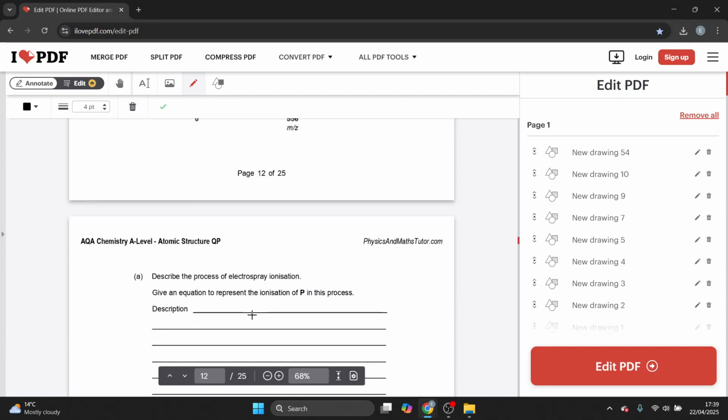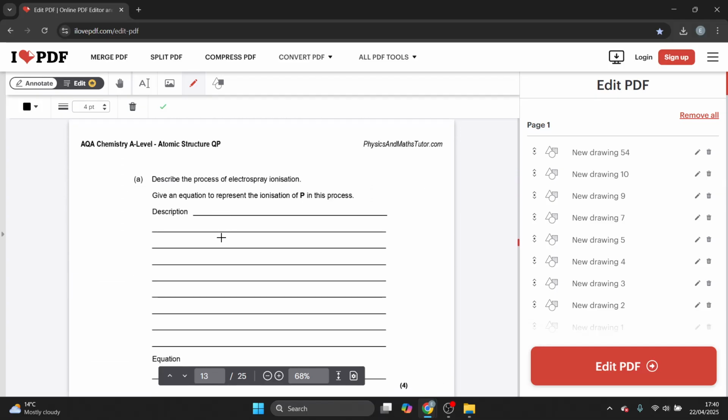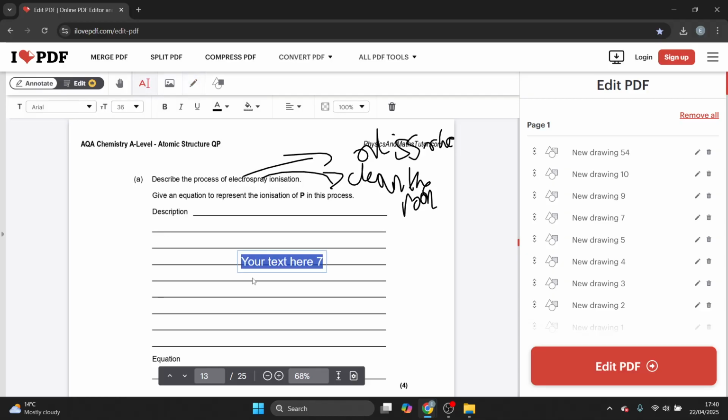Now, the electrospray ionization question. I thought it wanted me to do something on the graph, this mass spectrum. No, it doesn't. So describe electrospray: like a spray to clean the room, it cleans the room by dissolving the air particles. So that will help you start you off.